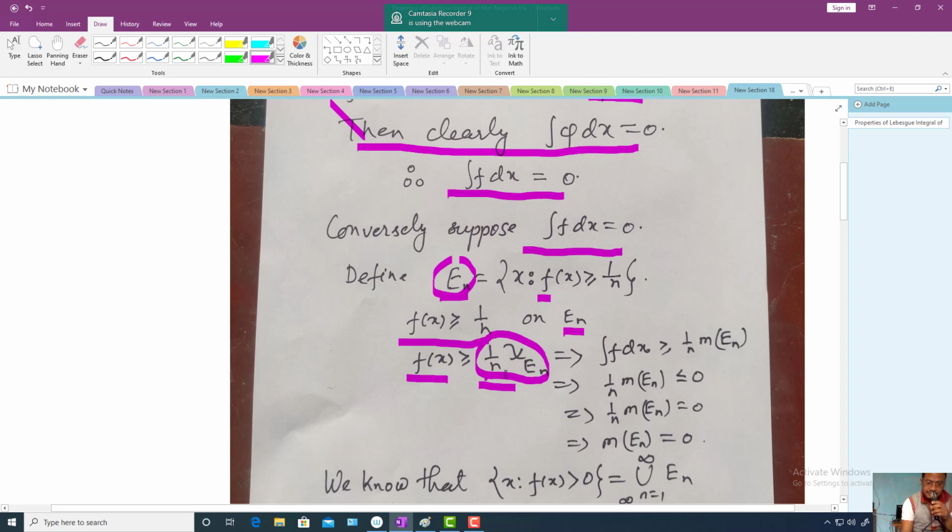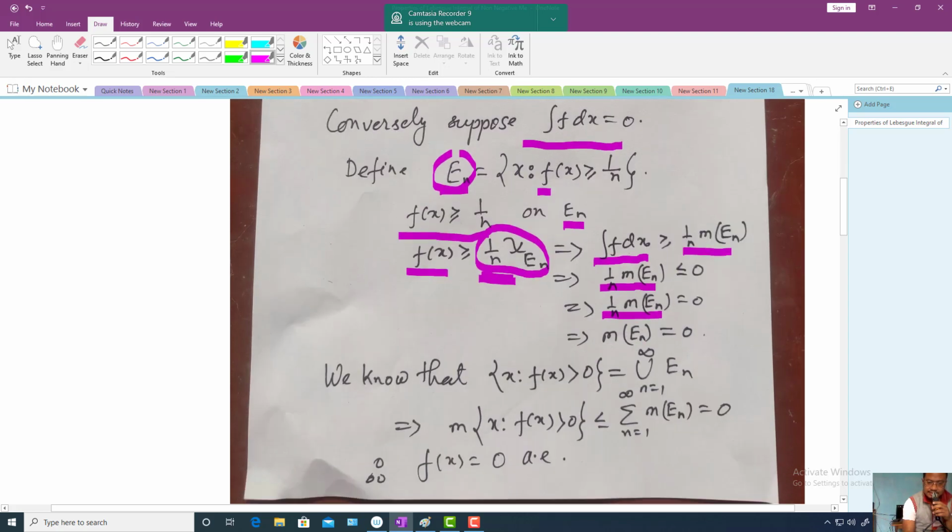Therefore the integration of this one must be less than the integration of f. So this is a simple function which is less than f(x), therefore the integration of f dx is greater than or equal to (1/n) times the integration of chi_{E_n}. The integration of this simple function is (1/n) times the measure of E_n. But this is equal to 0. That means (1/n) times the measure of E_n is less than or equal to 0. Since the measure of a set cannot be negative, it should be 0. The measure of E_n is equal to 0.